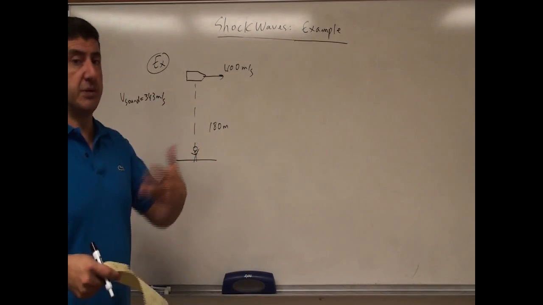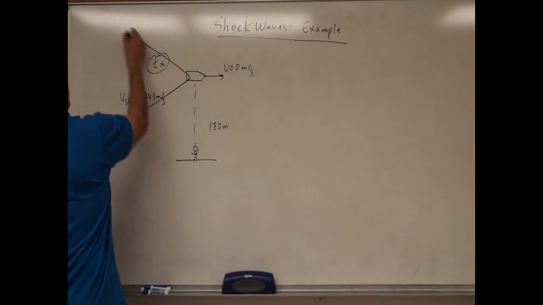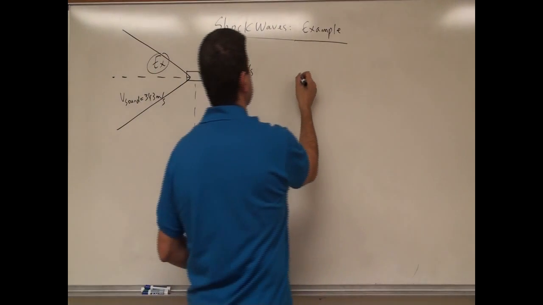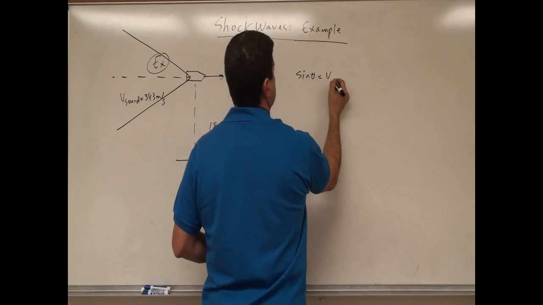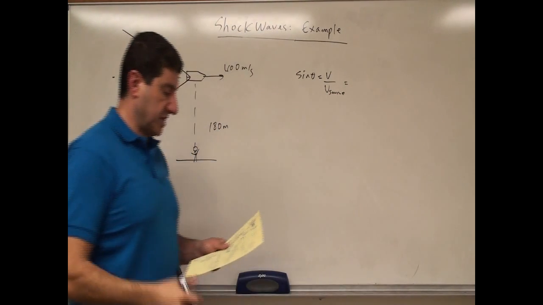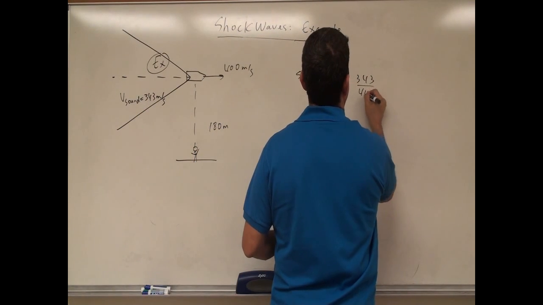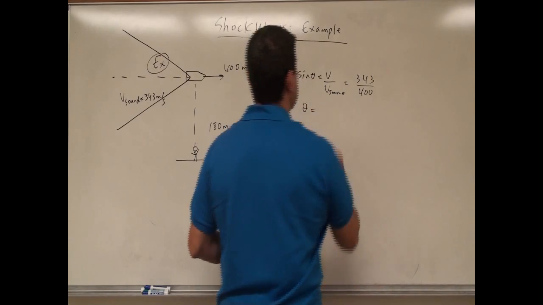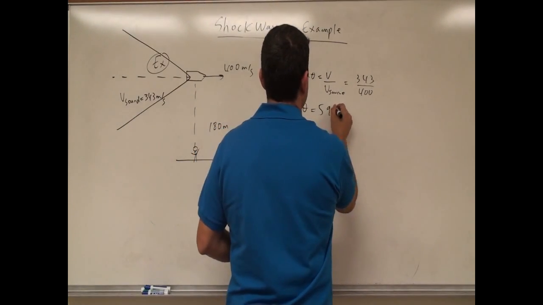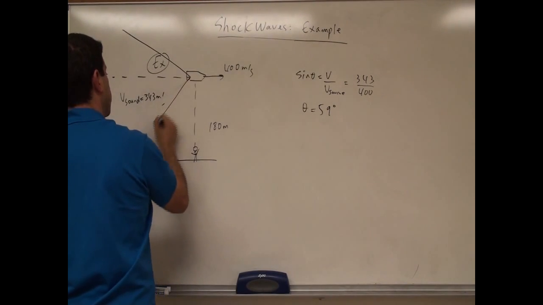So let's calculate a bunch of things. Let's first calculate what the angle of the cone will be that is made by the rocket, the cone of the shock wave, right? So we see here sine of theta is equal to velocity of sound over velocity of the source. So velocity of the sound is 343 and velocity of source 400. And then we take the inverse sine of that and we get 59 degrees. So that's quite a big angle, right? 59 degrees, like that.